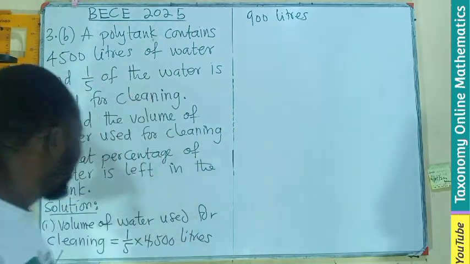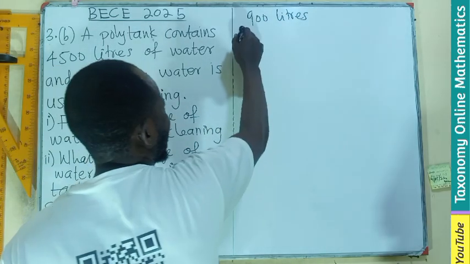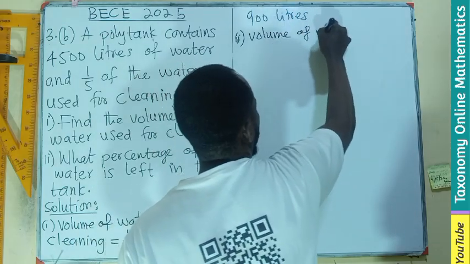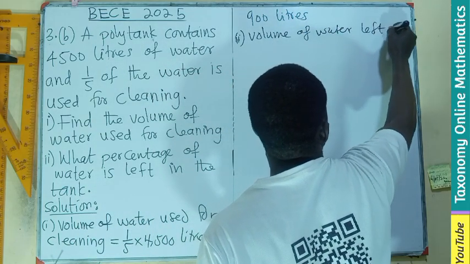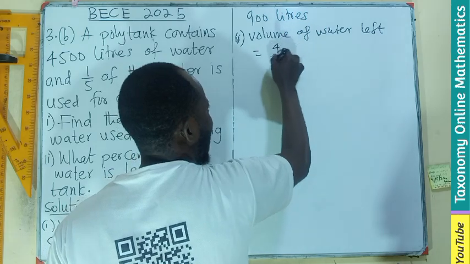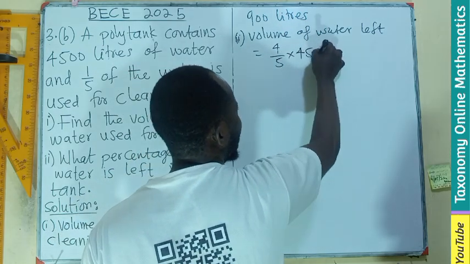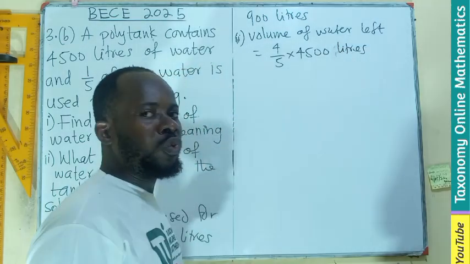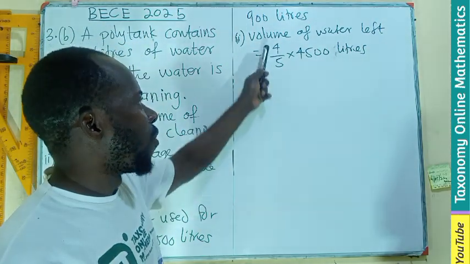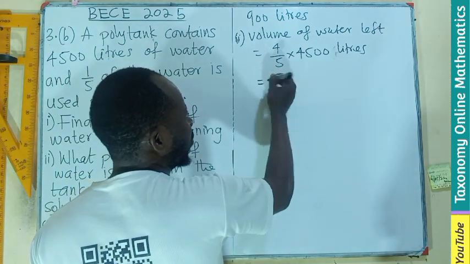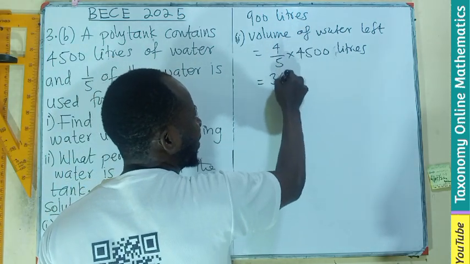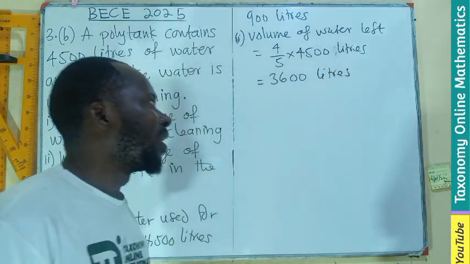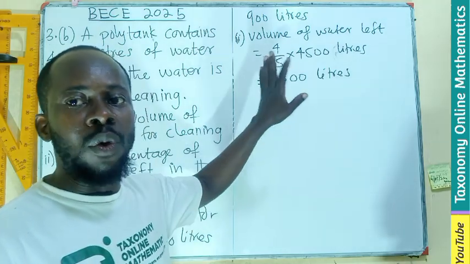All right. Now, if we want to find the remaining one, we can say the volume of water left is going to be 4 out of 5 times 4,500 liters. Remember, we use one part of it, remaining 4 out of 5. So that is also going to be 4 times 9, 9 times 4 is 36, then we have 3,600 liters.